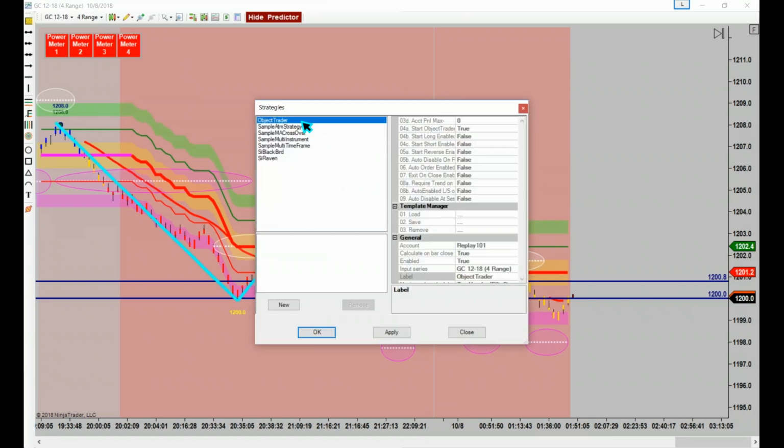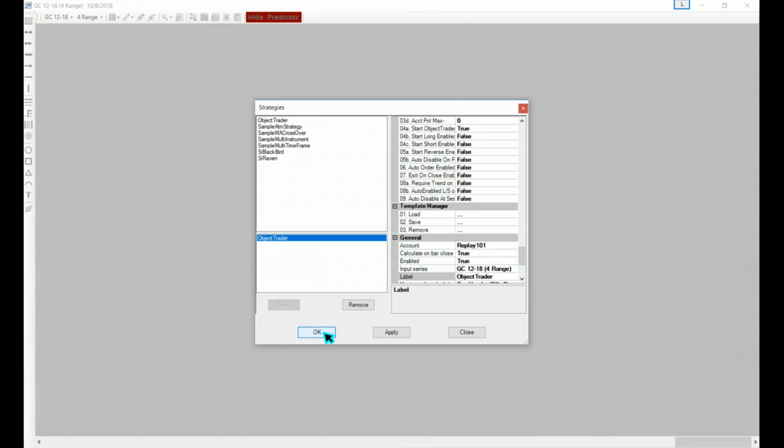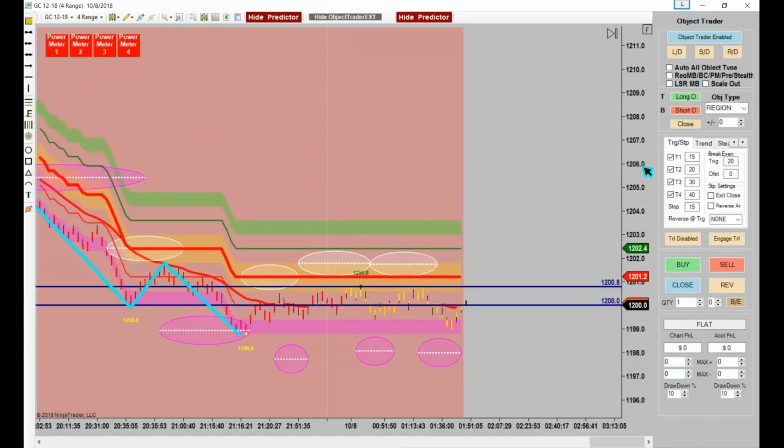Go ahead and put on Object Trader. I like to do replay on my webinars that I do, because if you're in the room, you've heard the trades. We call great trades. There's not a question about that. All right, so we'll put Object Trader on the chart.